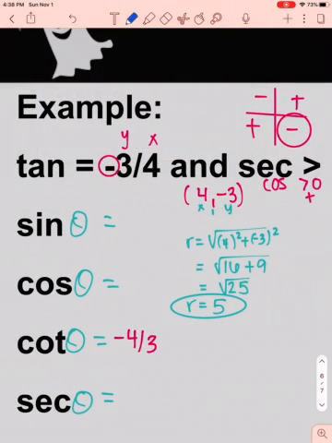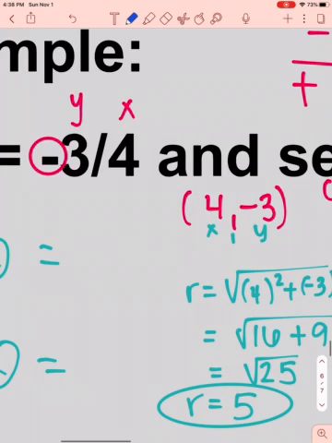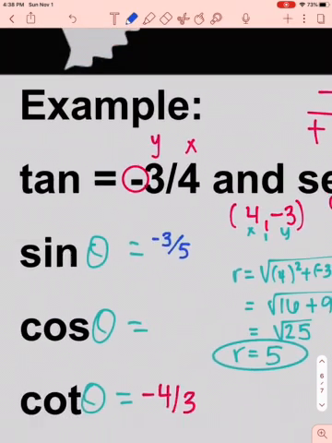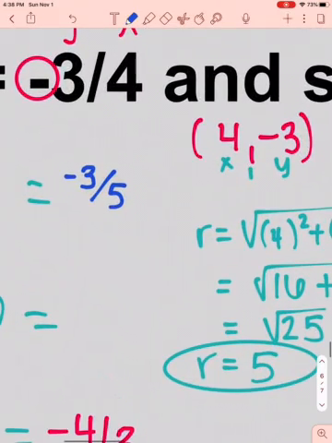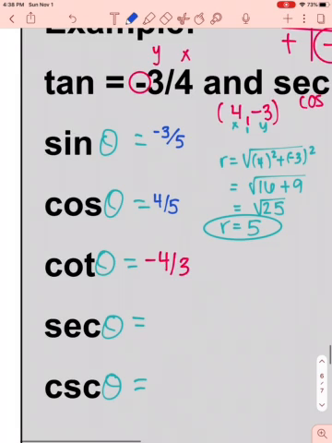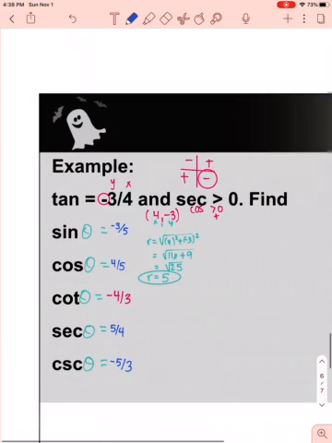So I can find all these other functions. Sine is y over r. So y is -3 and r is 5, so sine is -3/5. Cosine is x over r, which will be 4 over 5. And then I just have to flip them. Secant goes with cosine, so that's 5/4. Cosecant goes with sine, so that's -5/3. And that's it. Okay?